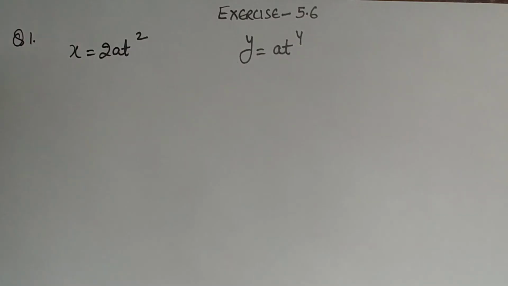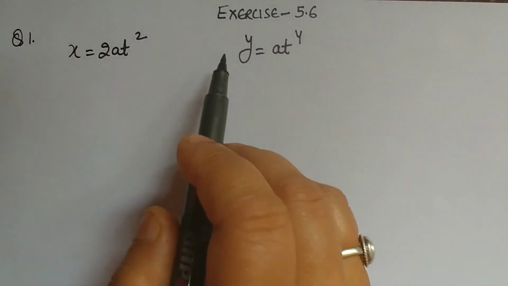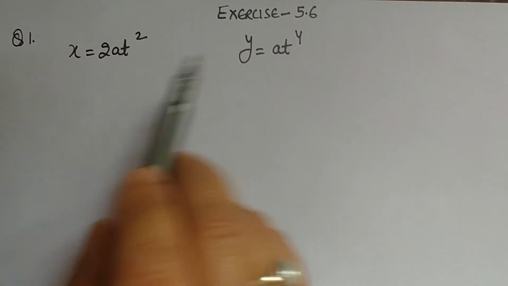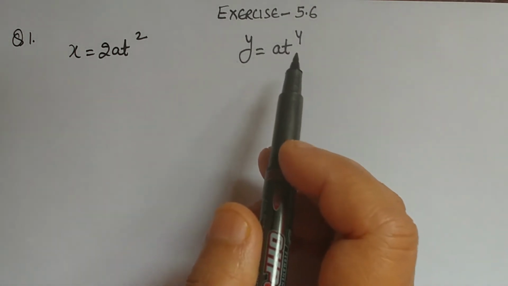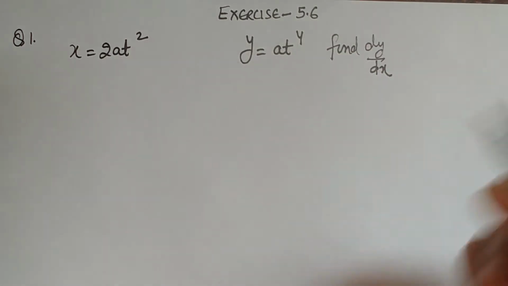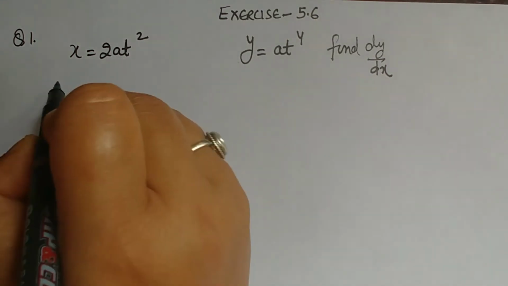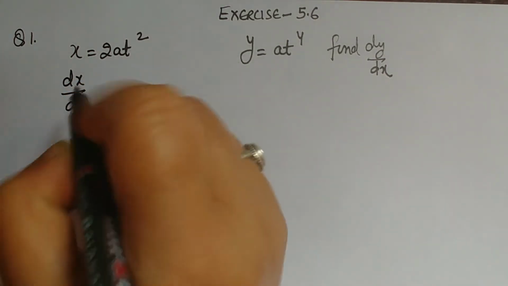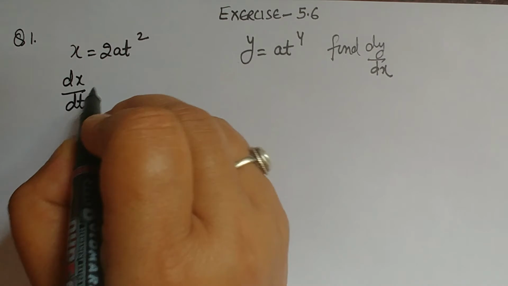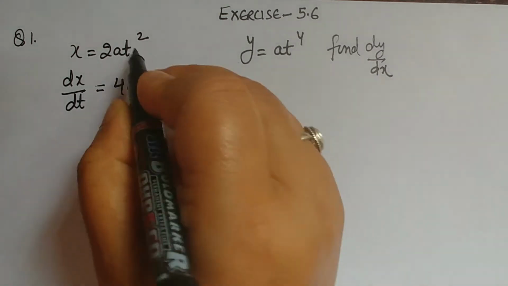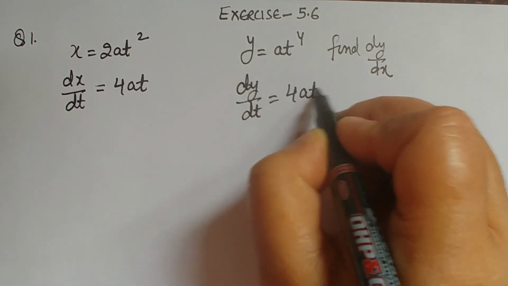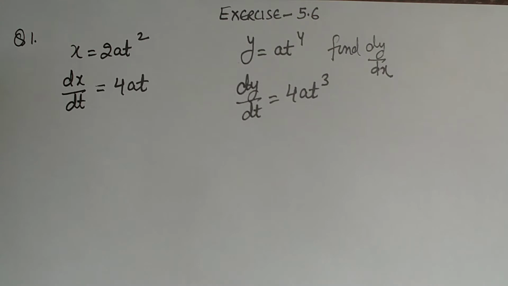Exercise 5.6, question number 1 is, x is equal to 2at square, y is equal to at to the power 4. Now you can see x is a function of t and y is also a function of t, and I have to find dy by dx. So I have to apply the chain rule. Firstly, I will find dx upon dt, differentiating both functions x and y with respect to t. So dx upon dt is 4at, and d/dt of t is 1. Similarly, dy upon dt is equal to 4at cube, and d/dt of t is 1.